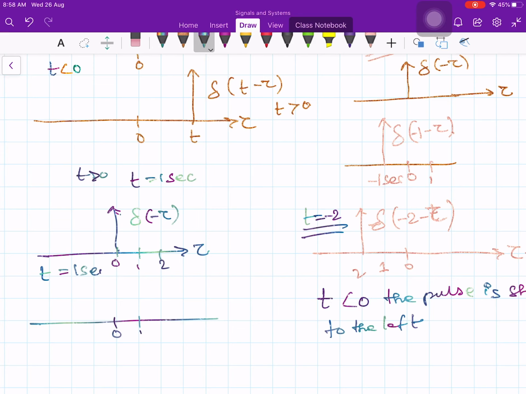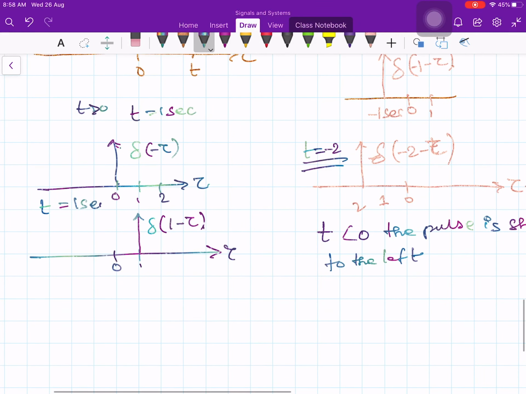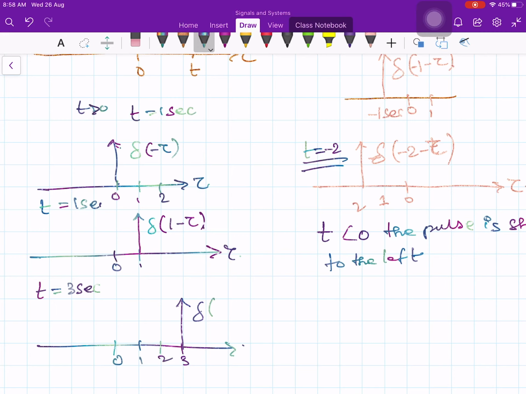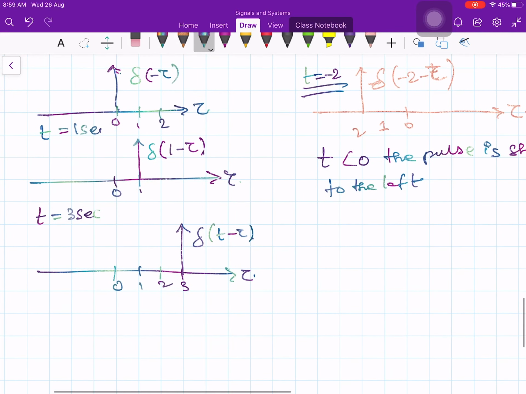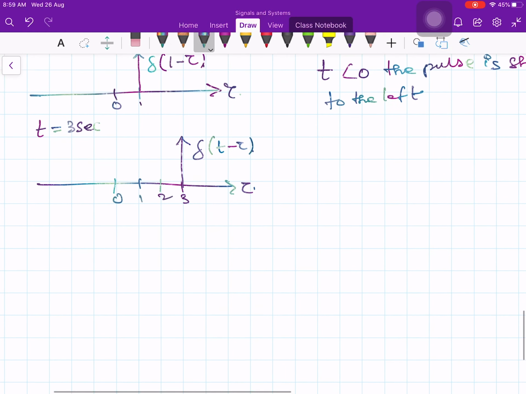This is del of 1 minus tau. And again, this is tau axis. Okay, so whenever t is greater than 0, let us say 3 seconds, then this point is 0, 1, 2, 3. Therefore, your impulse is located at t minus tau. That's it. Okay, so that is our basics.